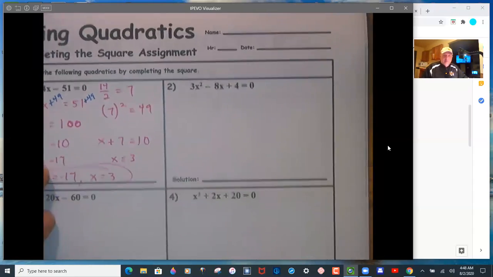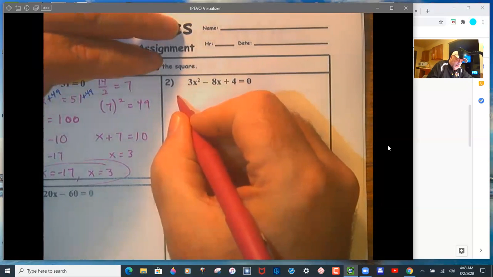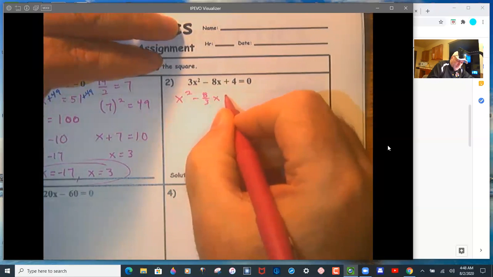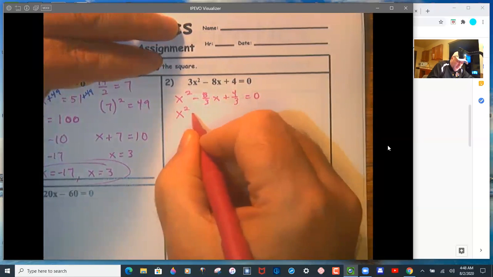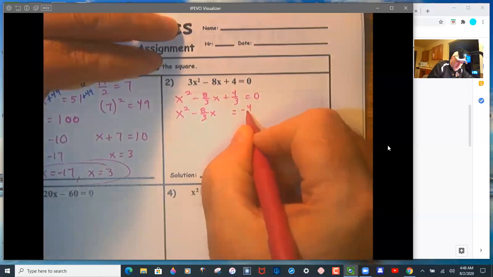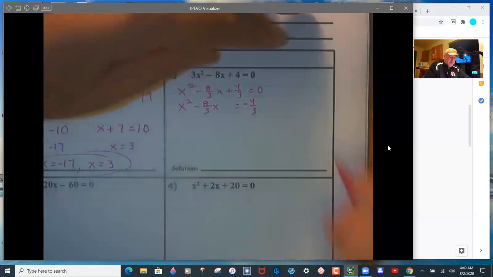Let's take a look at number 2. So step 1 is to divide everything by 3. And maybe you could do both of these in one. Then we need to get the 4/3 to the other side. Maybe you could do both of those steps in one.